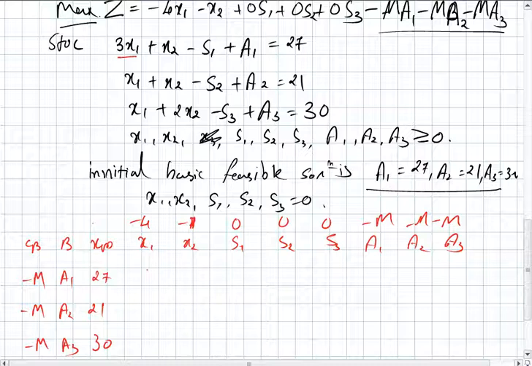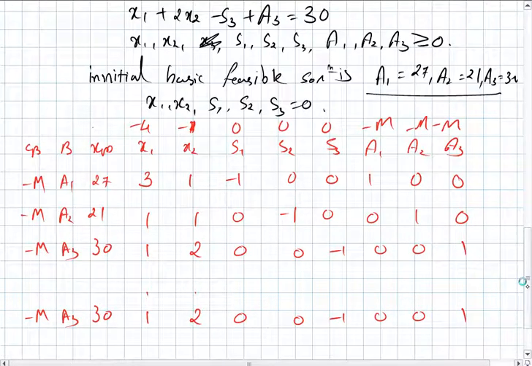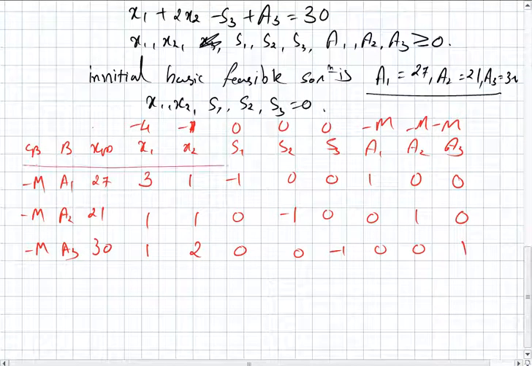Now write down from the constraints. We have 3, 1, -1, 0, 0, 1, 0, 0; then 1, 1, 0, -1, 0, 0, 1, 0; and from the third constraint 1, 2, 0, 0, -1, 0, 0, 1. So this is your first simplex table.